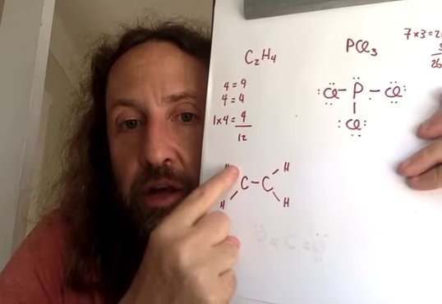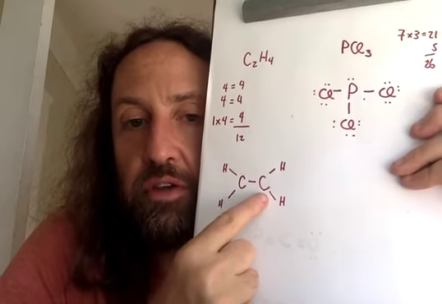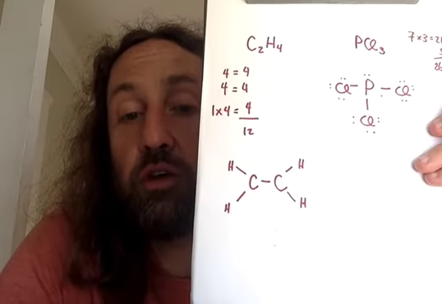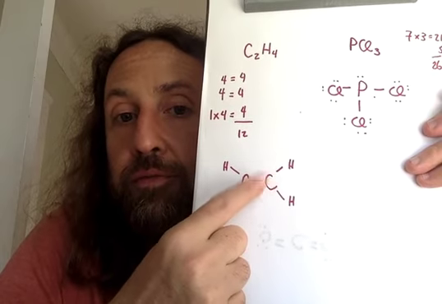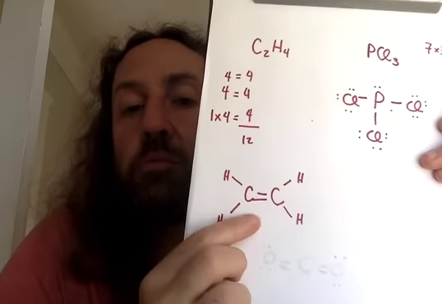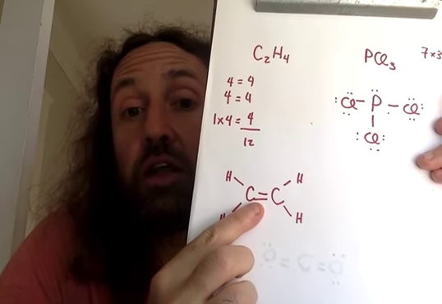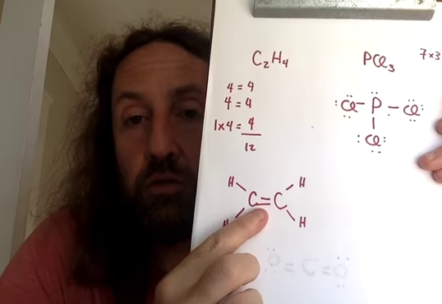These carbons aren't happy. 2, 4, 6, 2, 4, 6, carbon wants 8. So, smart thing to do. Both those carbons want one more bond. Put that double bond right in there. And that's how you do the structure.